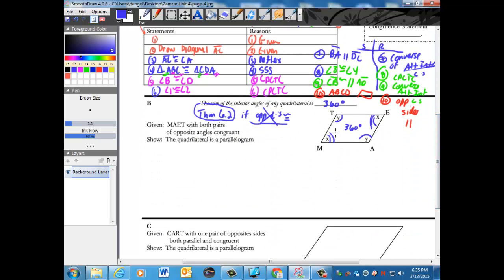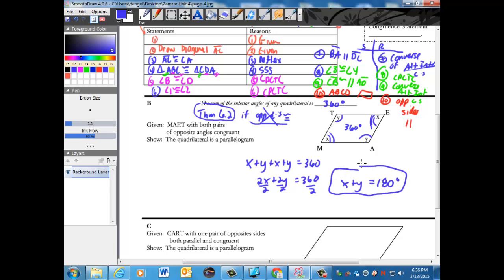We look inside and we say, okay, the sum of all these angles will equal 360. So x plus y plus x plus y is going to equal 360 degrees. If I add these up, I get 2x plus 2y equals 360. Next, if I divide everything by 2, I get x plus y equals 180 degrees. Now, I'm going to stop right there because we don't have to do anything else. We have just proven that consecutive angles are supplementary.